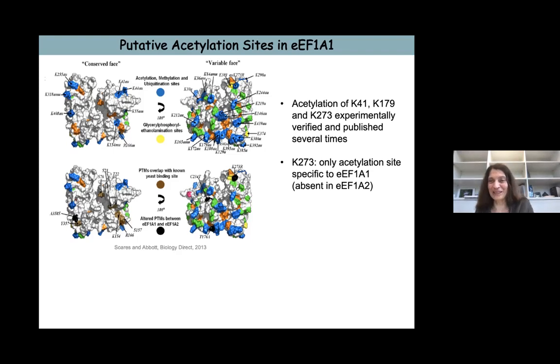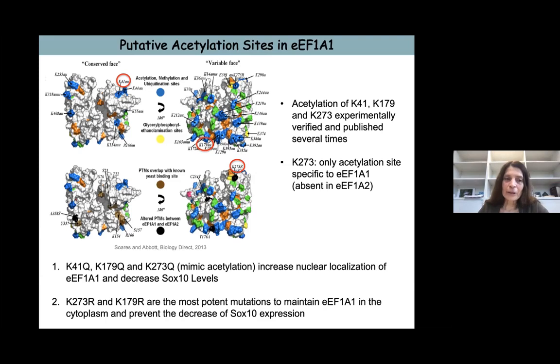So what we did, we first looked at the literature, and we decided on 3 lysines where we thought, well, okay, those lysines have been experimentally verified as acetylated and published several times. So we chose lysine 41, lysine 179, and lysine 273. One additional advantage of lysine 273 is that it's specific to EF1A1. There's a quite homologous protein, EF1A2, but this one, instead of a lysine, has an arginine, so it cannot be acetylated there. So it was quite interesting for us to test this acetylation site.